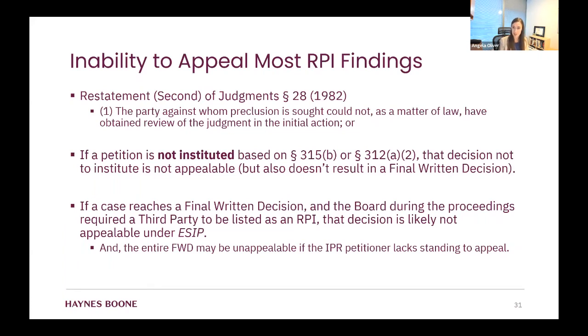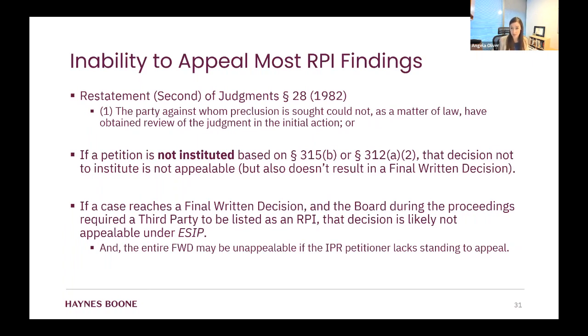Right, so obviously we know the 315(b) and 312(a)(2) issues at institution are not appealable, but that's not our main concern with the estoppel point, right? The main concern we've talked about is if we reach a final written decision and the board decides that third party is an RPI, there's a good chance that decision is not appealable because it's a 312(a)(2) issue. You also might be in a situation where that decision is not appealable to the Federal Circuit because the petitioner lacks standing for whatever reason. Maybe it's a trade association or something like that. So there may be different instances where those findings really cannot be appealed to the Federal Circuit.